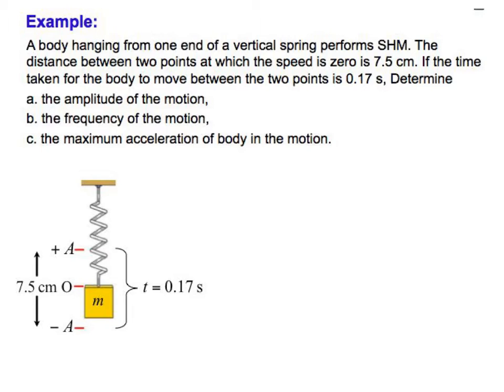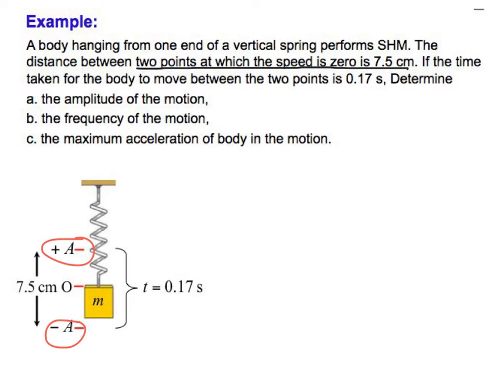Let's take a look at an example for simple harmonic motion and get used to some of the terminology. So here we have a mass, a body hanging from one end of a vertical spring. The distance between 2 points at which the speed is 0 is 7.5 centimeters. Okay, and so the speed would be 0 at the very top and at the very bottom as it's changing directions. And so the distance between those two is 7.5 centimeters.